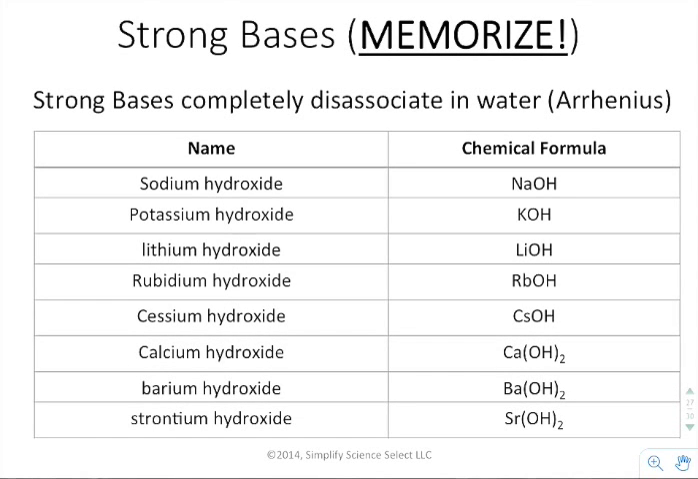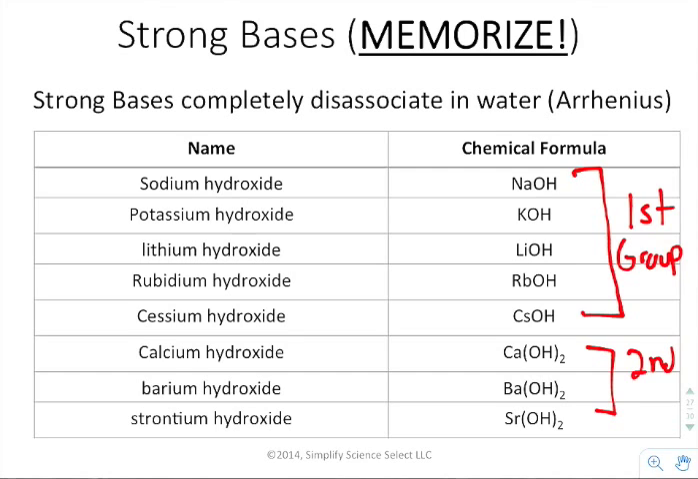Now the strong bases are even easier to memorize than the strong acids, because they're all in the first two columns. If you look, you have the entire first group, and then you have part of the second group. So likewise, there are a little bit more bases than there are acids, but there are two main groups and it's fairly easy to memorize.